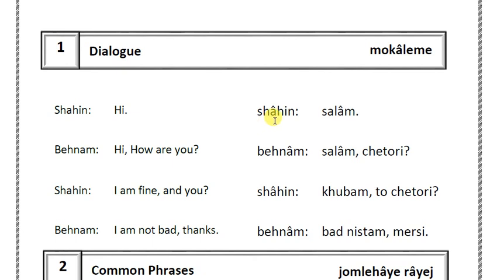Shaheen. Shaheen is a popular name for boys in Iran. And Behnam is also a popular name for boys. Shaheen says salam, salam. So you can see that how we use the Roman alphabet to write the words and phrases in Farsi. So it is salam, salam. That one, the little thing, just shows that it is long. Salam means hello, hi.